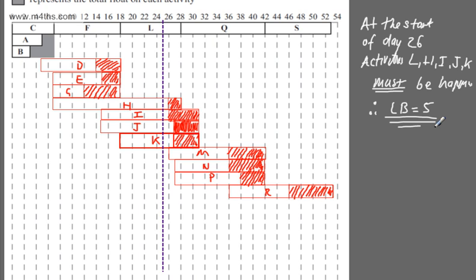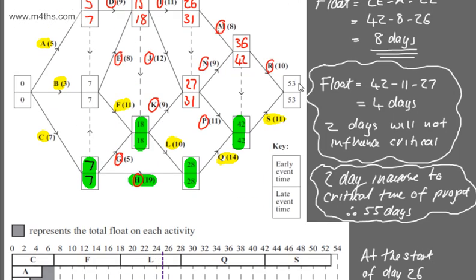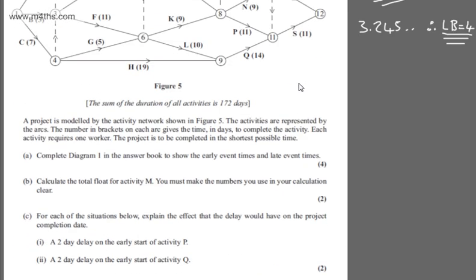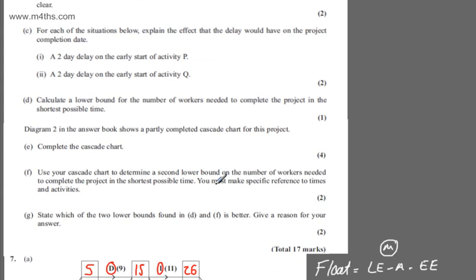The more accurate your Cascade or Gantt chart is, the easier this is. So at the start of day 26, we need all of these activities to be going. Therefore, now we need 5 workers. Mathematically, our lower bound, if we go back earlier, said that we needed at least 4. That doesn't say that we're going to do it in 4, but mathematically, if we divided all of the activities up by the critical time, we'd need 4. So that's done.